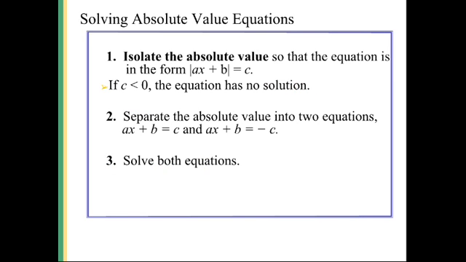It's going to get complicated, so we need to isolate the absolute value so that it's in the form |ax + b| = c. If c is less than 0, the equation has no solutions, because c can't be negative. Otherwise, separate the absolute value into 2 equations: ax + b = c, and ax + b = negative c. Why 2? Because just like the previous example, 5 and negative 5 both work as solutions. So then you can just solve both equations.